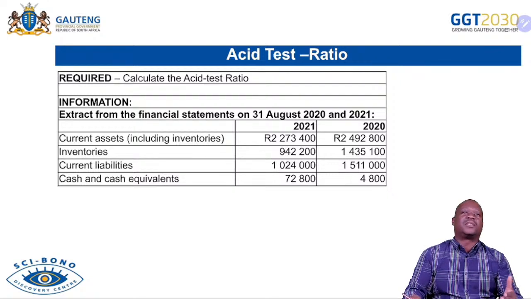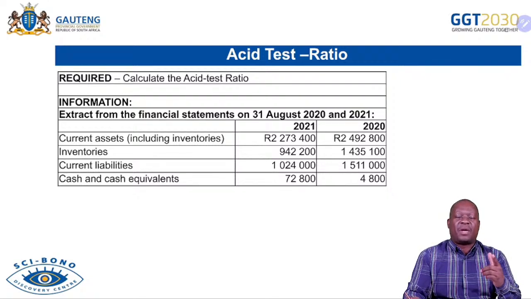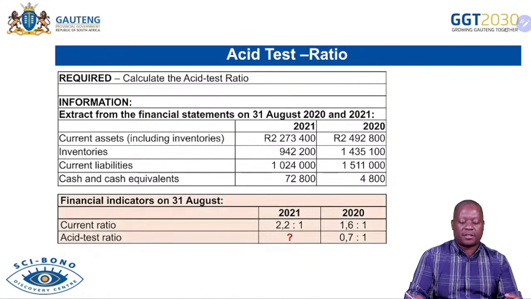So the question is requiring us to calculate the acid test ratio, and we are given information that is in front of us. Please take note, not all information provided to us is going to be used to deal with the question on hand. So remember, we need the formula. What is the formula for the acid test ratio going to say to us?